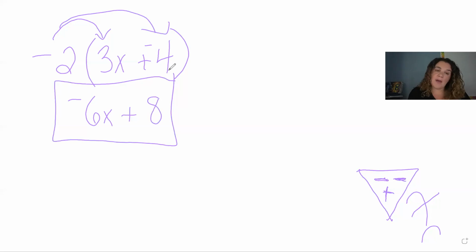That's the good thing about math, is that sometimes we do learn a lot of different methods, and maybe it's a little bit confusing, but that's because some ways are easier for other students to remember. And you get to pick which way you like to do it. So that's the distributive property.